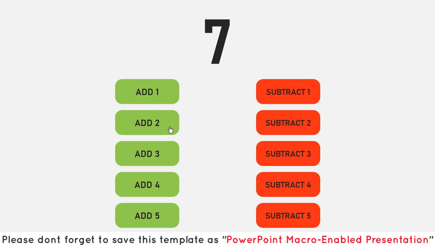So here is the final preview. You can click on any rectangle shape and see the text field will increase or decrease accordingly.